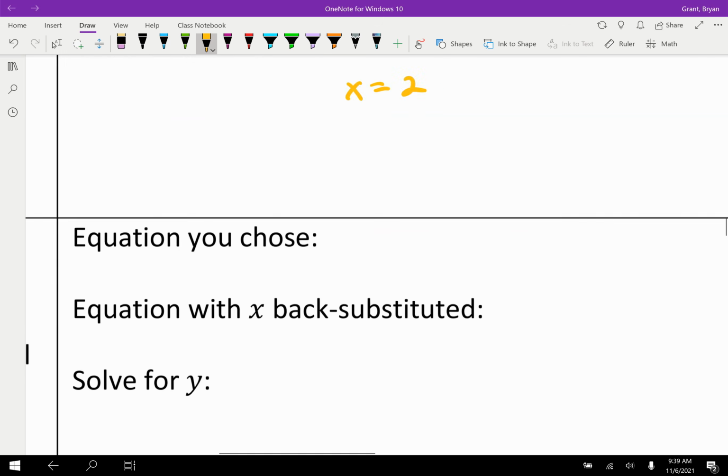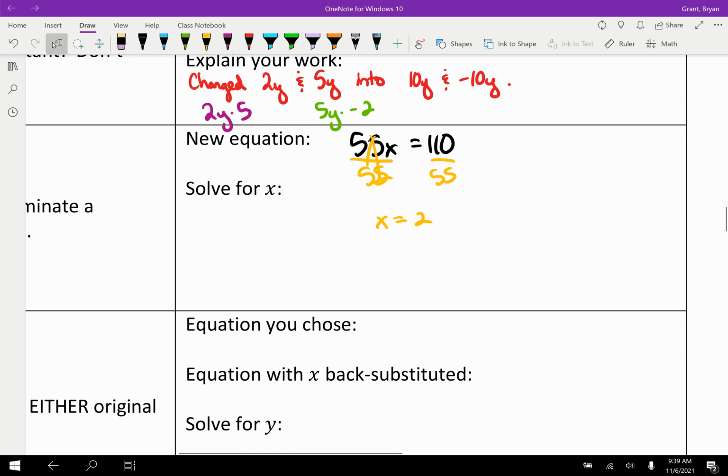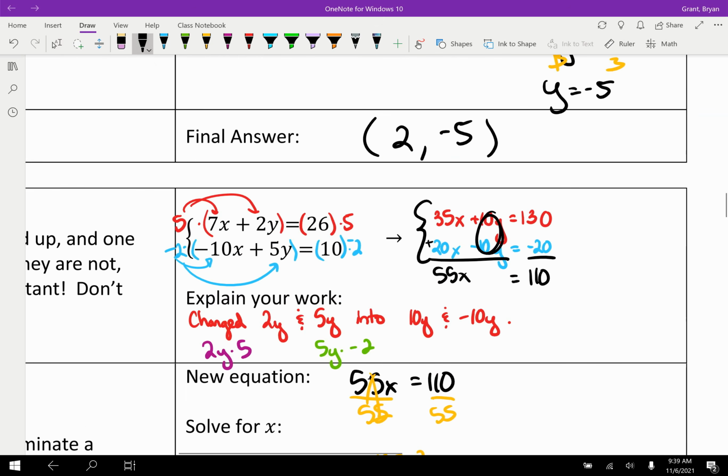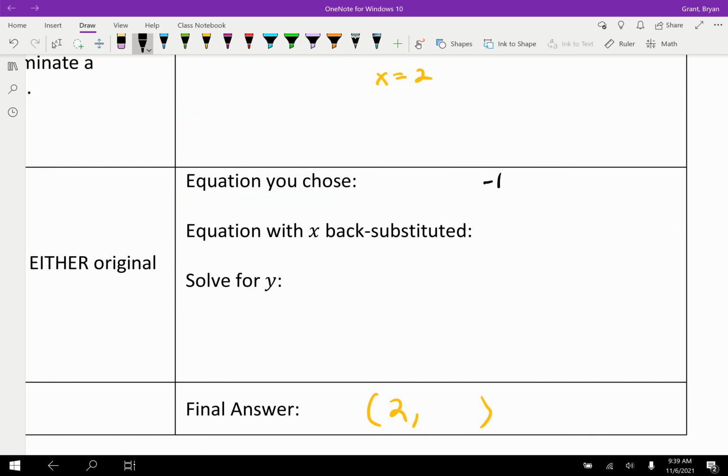We're not quite done though. We know that now x is 2, but we don't have the y. Okay, to find our y, we need to back substitute, so let's go back and find an equation. Any of them will work. Again, I like the ones with the smaller numbers. I'm going to tackle this one. Negative 10x plus 5y equals 10. And we found the x value in this case.